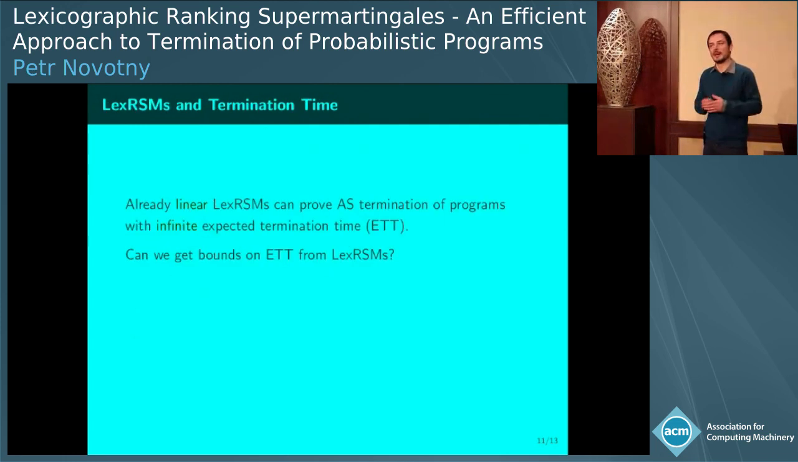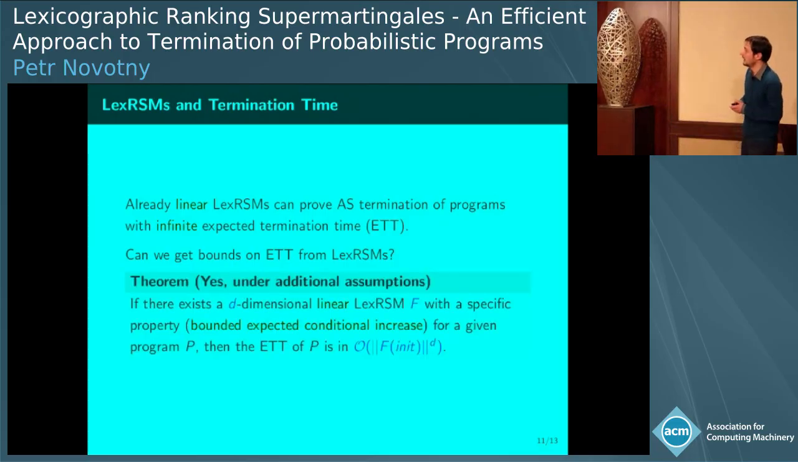Okay, but this also begs another question, and this is whether Lex RSMs can actually be used to obtain some bound on the expected runtime of a program. This is often the feature of various ranking artifacts, and we would like to have it as well. And the answer is yes, under some additional assumptions.